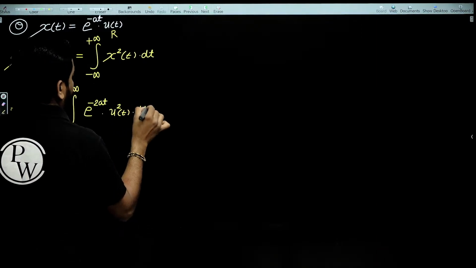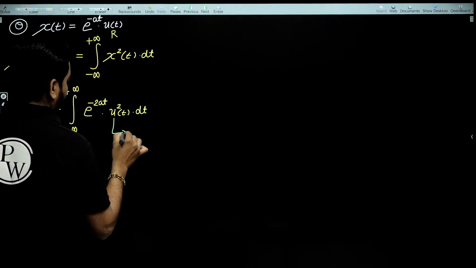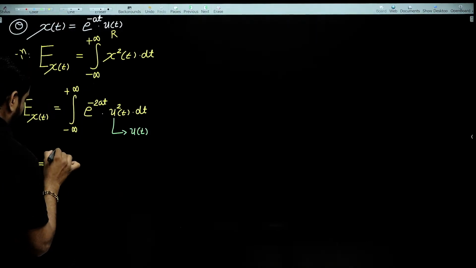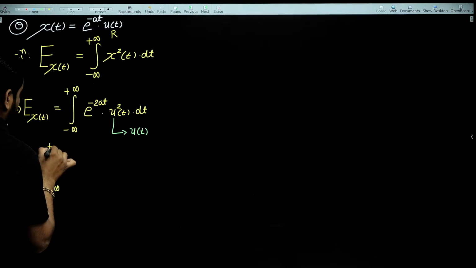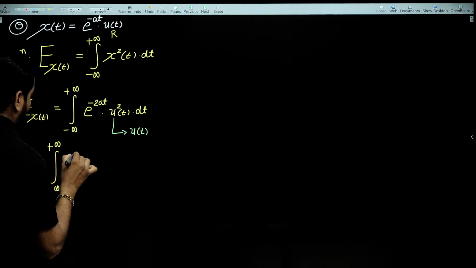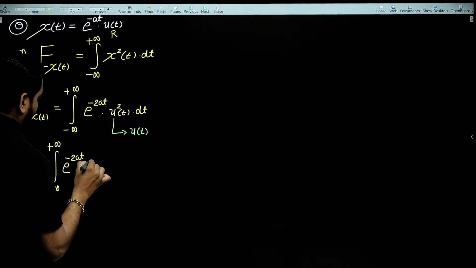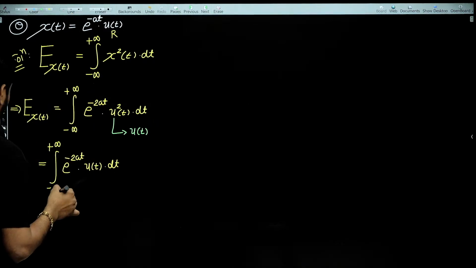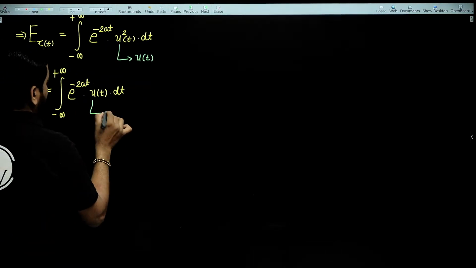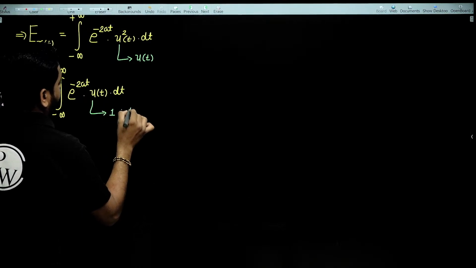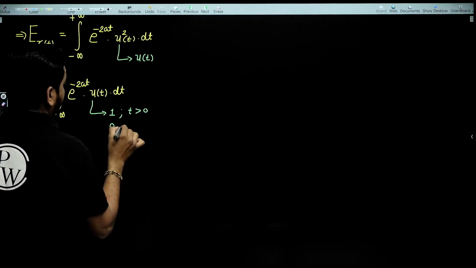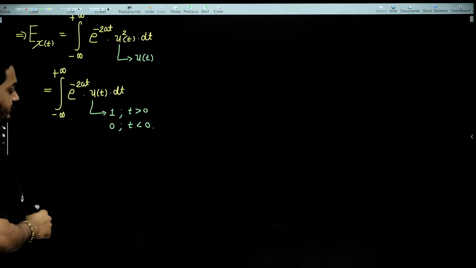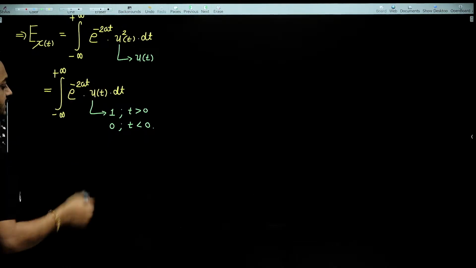What is the square of the step function? Here the square of the unit step function is nothing but u of t only. So the energy is given by the integration from minus infinity to plus infinity of e to the power minus 2at into u of t dt. Now see, u of t is 1 for t greater than 0 and 0 for t less than 0. So for t less than 0, the value of this integral will be 0, guys.